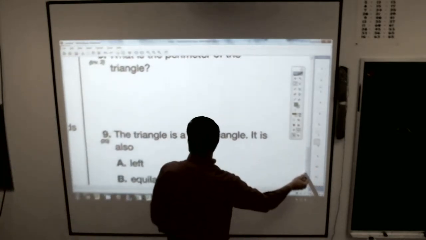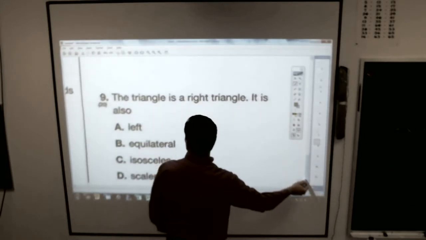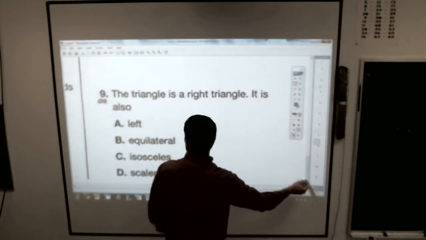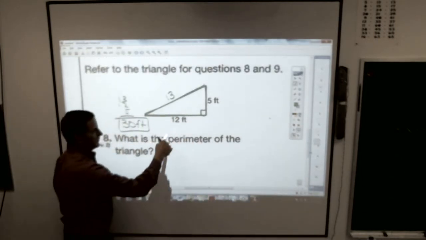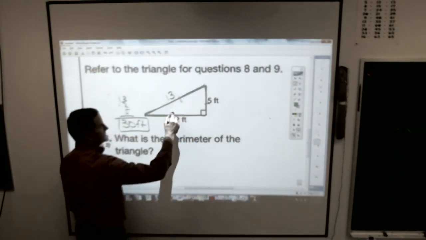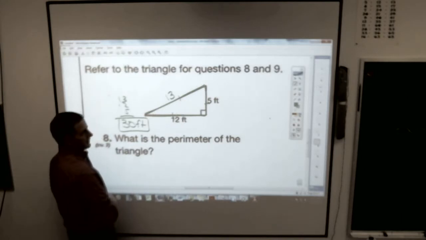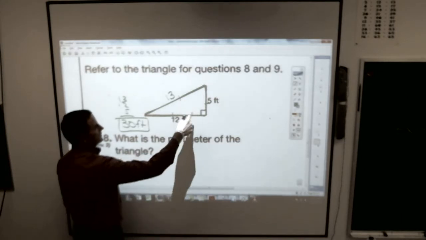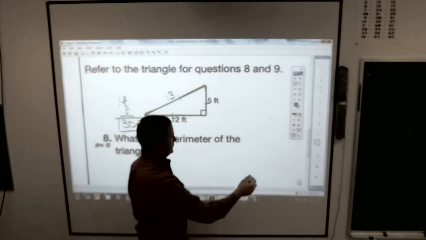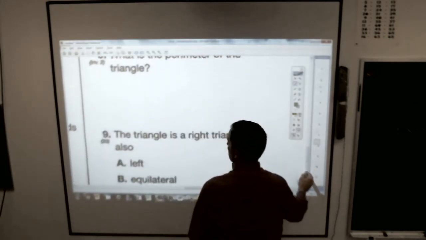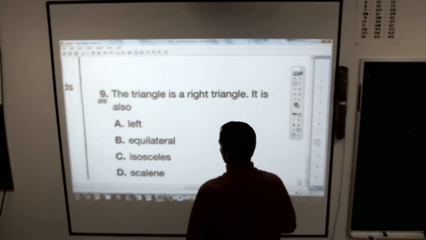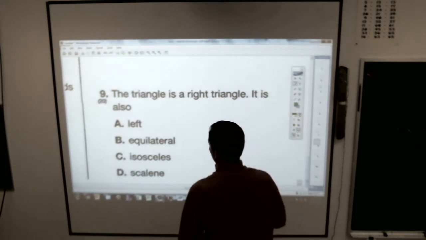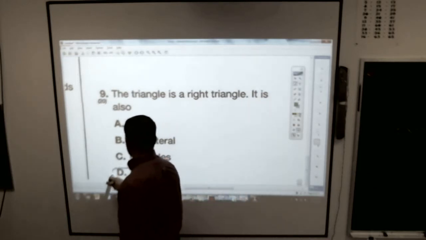The triangle is a right triangle. It is also equilateral, isosceles, or scalene. It might be good to have your notes, but you know for sure, since all of these are different numbers, this has to be a scalene. Oh wait, does it say that it's not? It's a right triangle, it's also scalene. What was the question down there for that one? Equilateral. It's an equilateral triangle, it's an isosceles, it's scalene. Yeah, it's scalene.